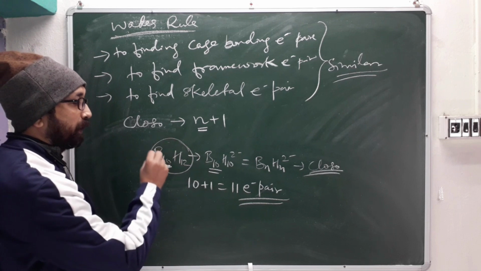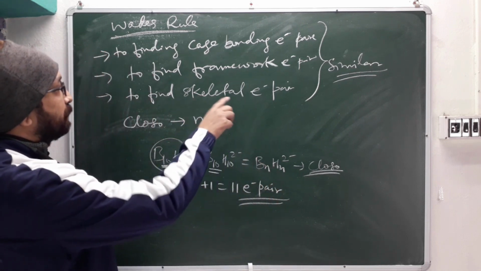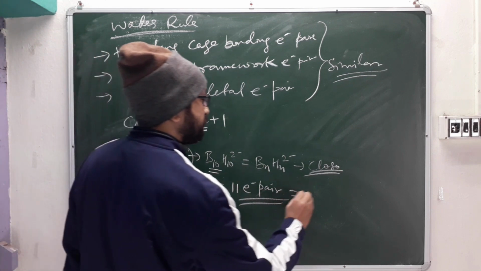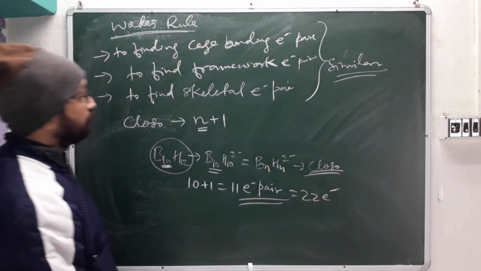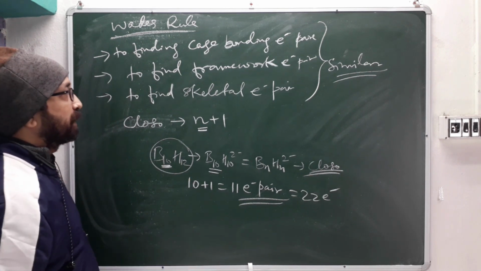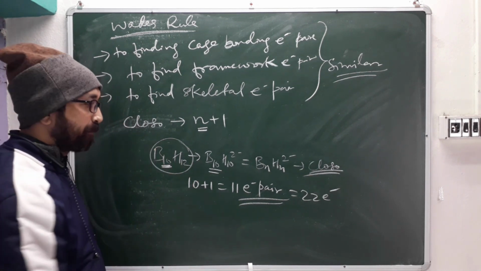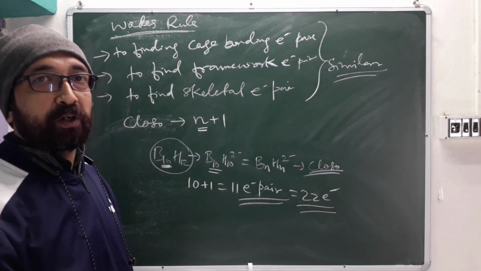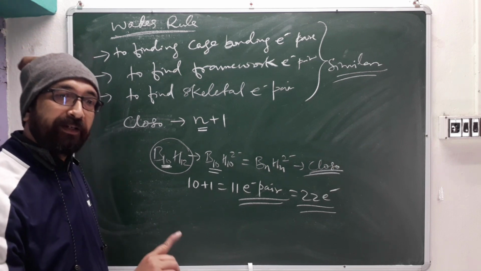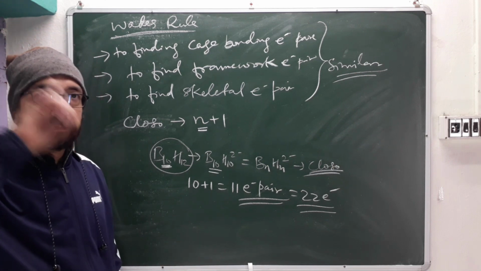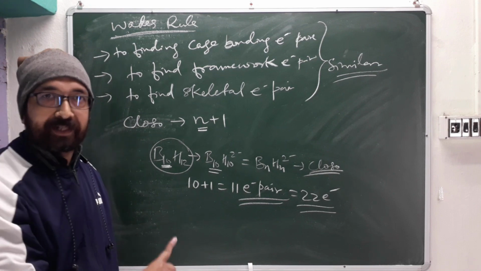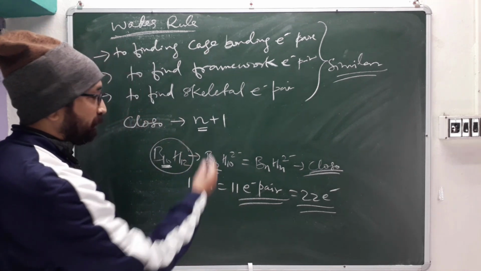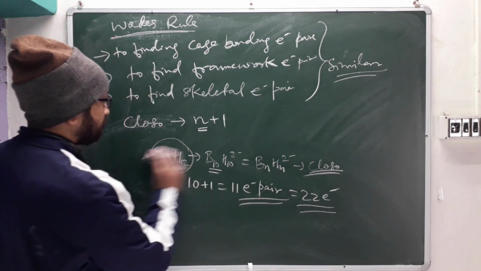In this particular borane, how many skeletal electron pairs do we have? 11 electron pair. Or if they are asking for the number of electrons, it will be 22 skeletal electrons, or 22 framework electrons, or 22 cage bonding electrons, right? So whatever they are asking, just be thorough with your question. If you are not able to understand the question, read it again and try to imagine this class, or your notebook, then you will get to know what the answer will be, right? So now let me complete this one.